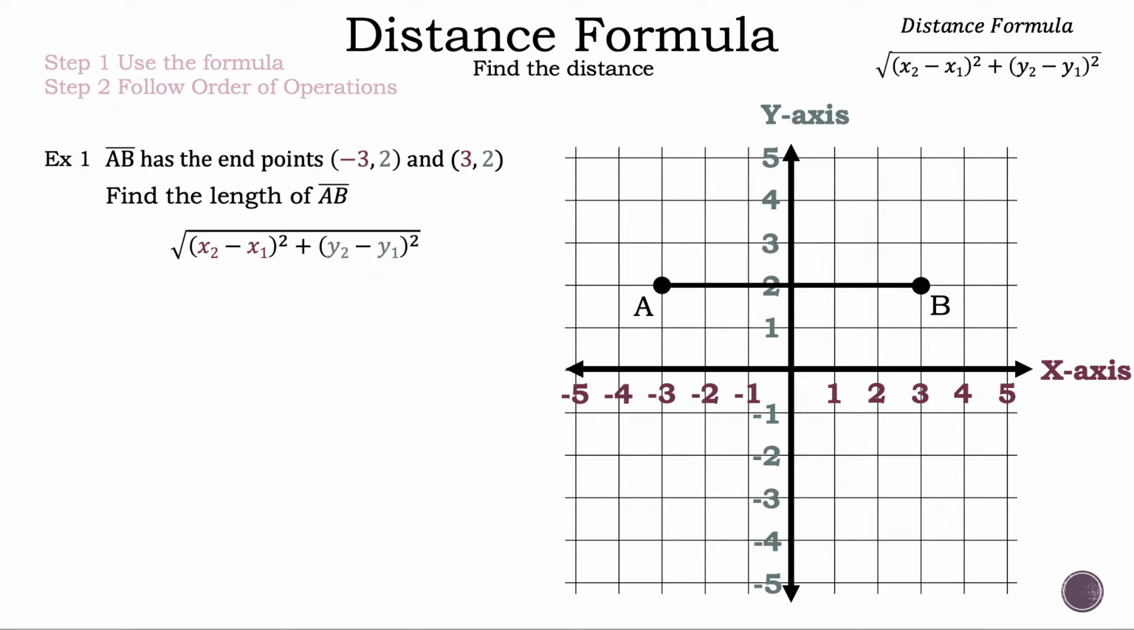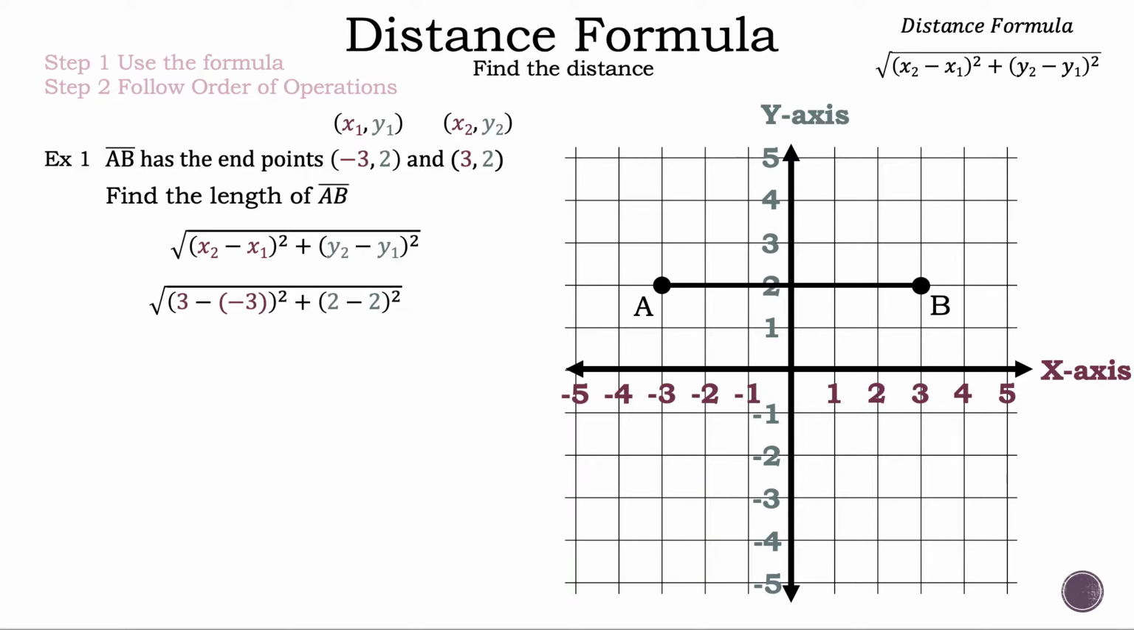Let's go ahead and label our points so we're not confused. We're going to label the first point, negative 3, 2, as x1, y1. Now we're going to label the second point, 3, 2, as x2, y2. Can we flip-flop the labeling? Yes, we can. We will get the same result. But let's continue by substituting 3 for x2, since that's the first variable in the formula. Now let's substitute negative 3 for x1, and 2 for y2, and 2 for y1.